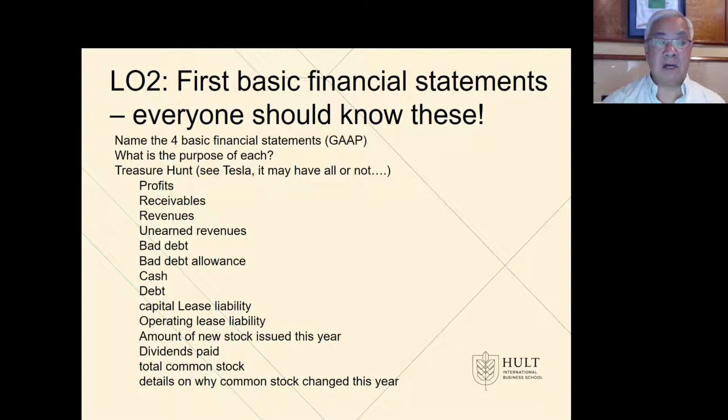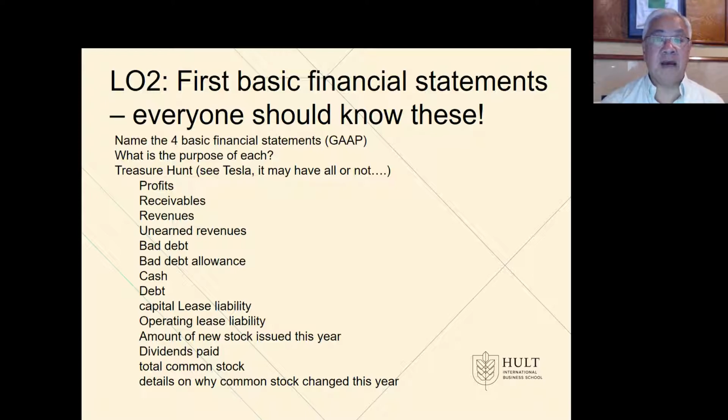Debt is found on the balance sheet as one of the liabilities. Capital lease liability, the hint there is liability, it's on the balance sheet. Operating lease liability, this is a trick question. As we mentioned before, an operating lease is not recorded on the balance sheet. It can be found as a supplemental disclosure in the notes to the financial statements behind the 4 statements. Next is the amount of new stock issued. That is found on the statement of shareholders' equity because it's a change in equity during the year. That statement shows all the changes.